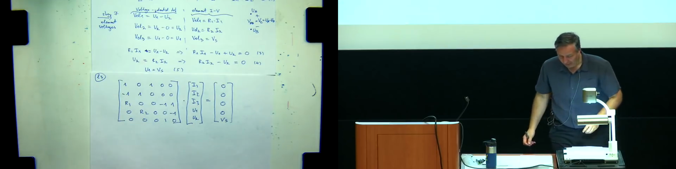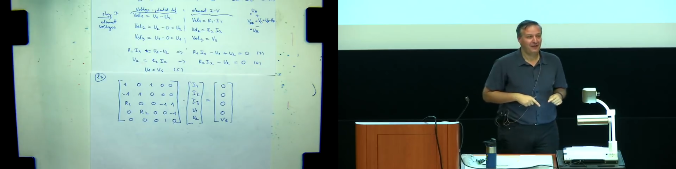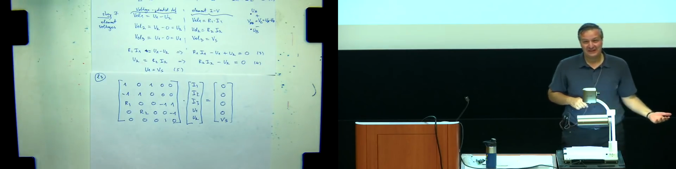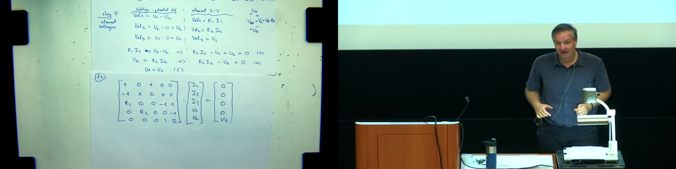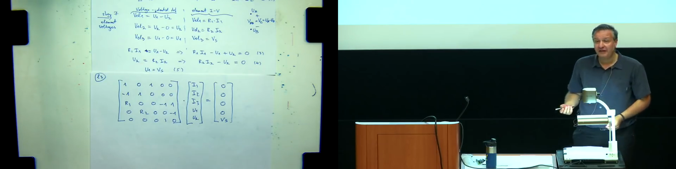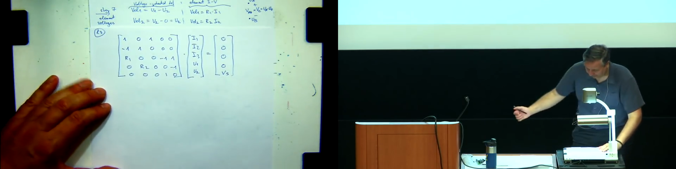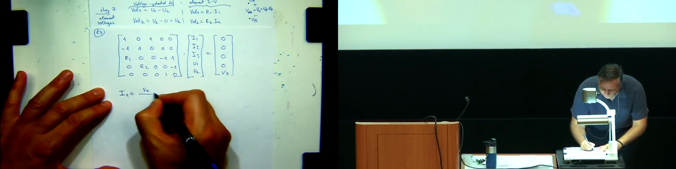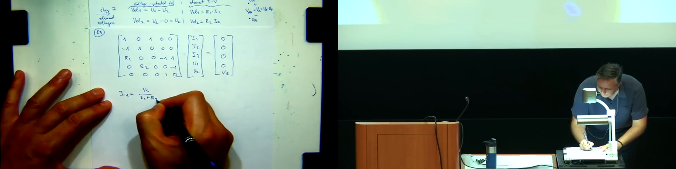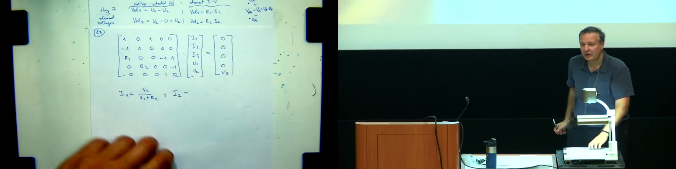Okay, great. I'm not going to have you do Gaussian elimination on this right now, because you did plenty of that last night. It should be really easy, even though it looks scary as a 5 by 5. But I'm just going to give you the solutions here, so we can move on to some more interesting stuff. So I1 will be equal to Vs over R1 plus R2. Who can guess what I2 is going to be equal to?